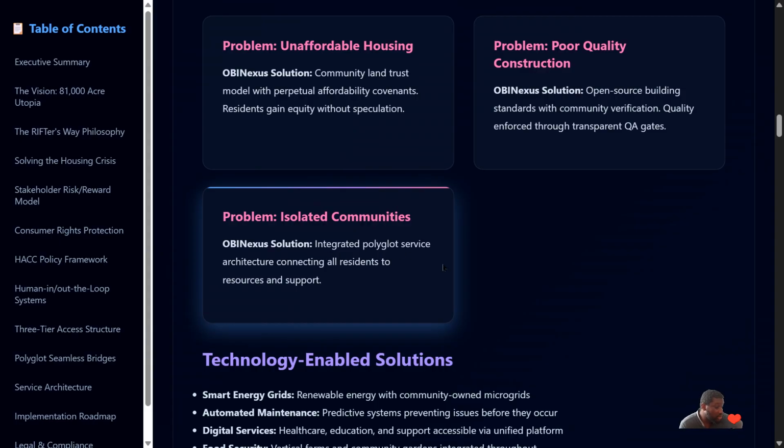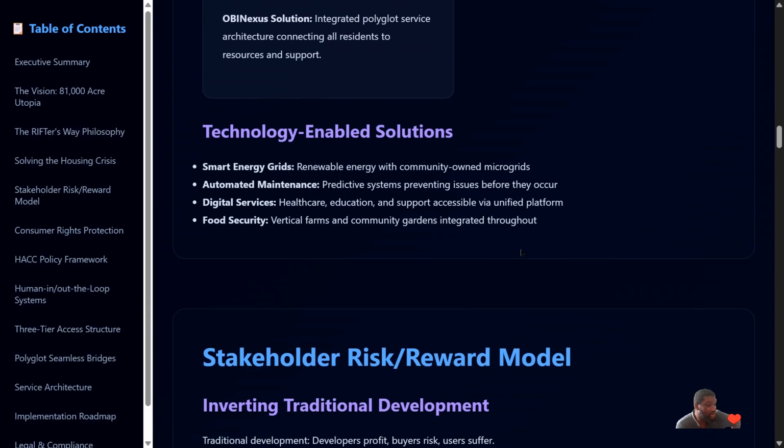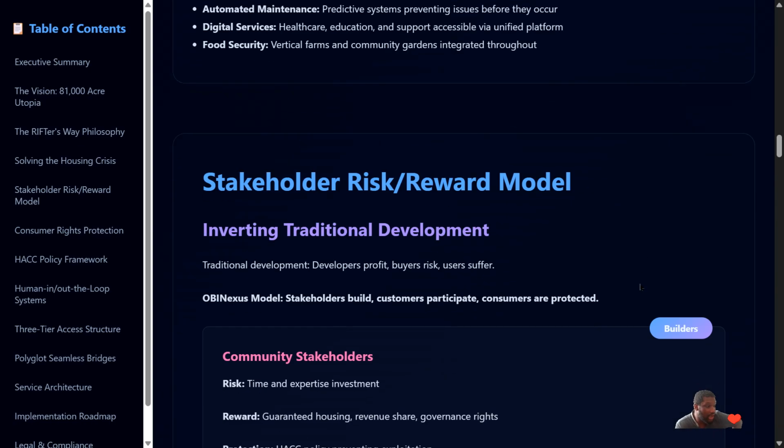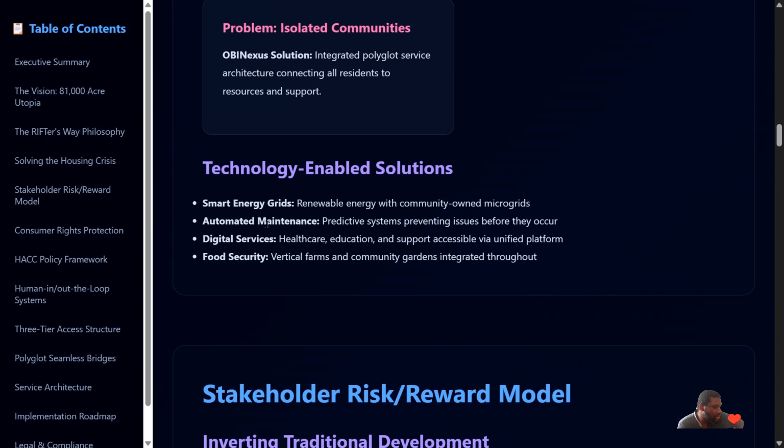So we have isolated communities. It integrates polyglot, which just means it can talk to any language, all languages. It allows you to talk to any programming language. That's the name, polyglot, many languages. It's a polyglot solution to everything. You can search github.com/obnexlib polyglot and read the README, which is the first polyglot library. And then we have technology beyond the solution, a smart grid, renewable solution.